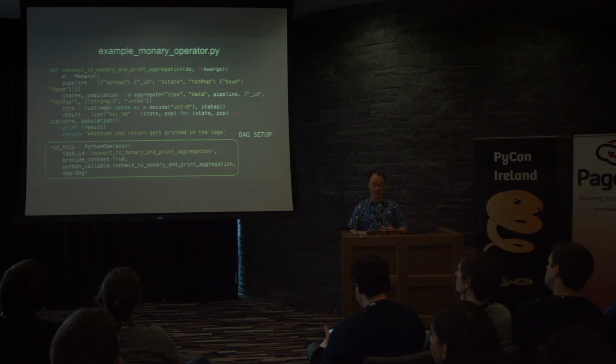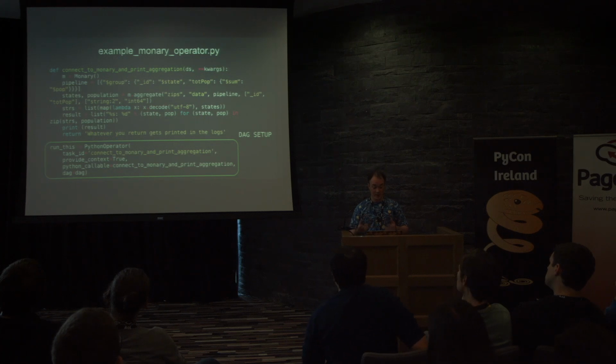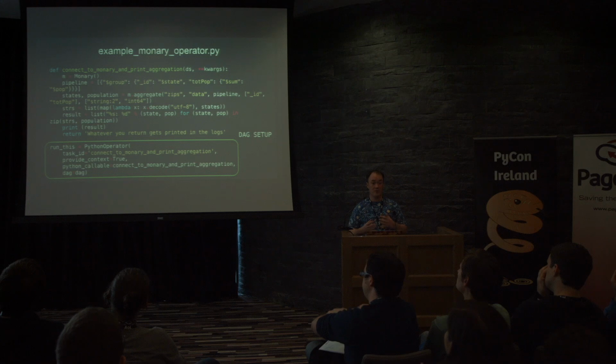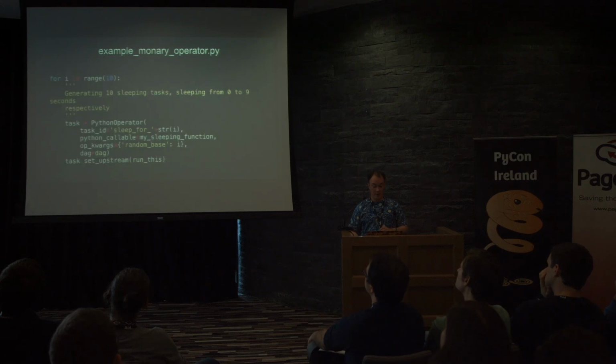To call that function and set it up as a directed acyclic graph, you use a Python operator. You basically say what's the name of the task, what function am I going to call, which is the one at the top, and then associate it to the root object. And then go to the next slide.